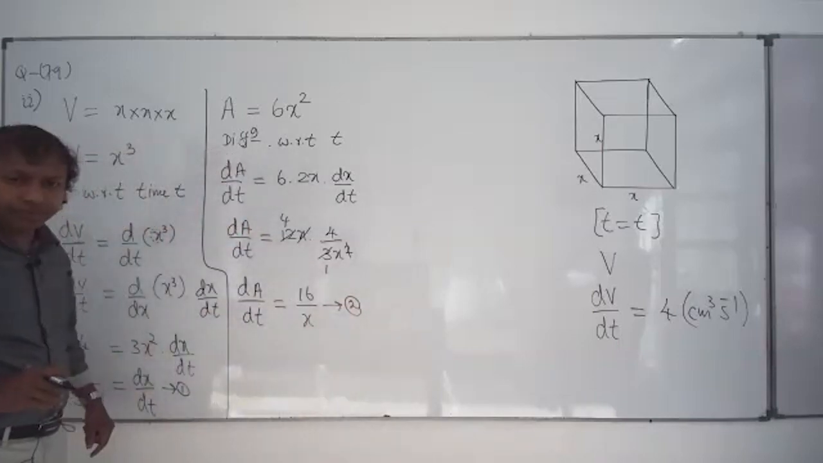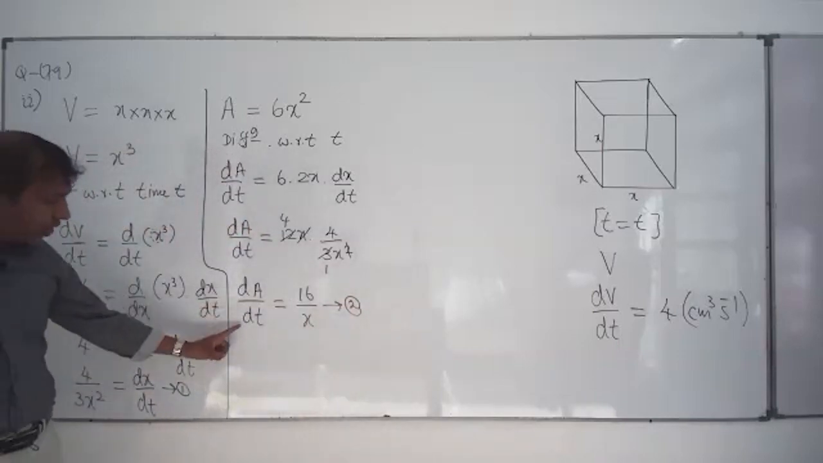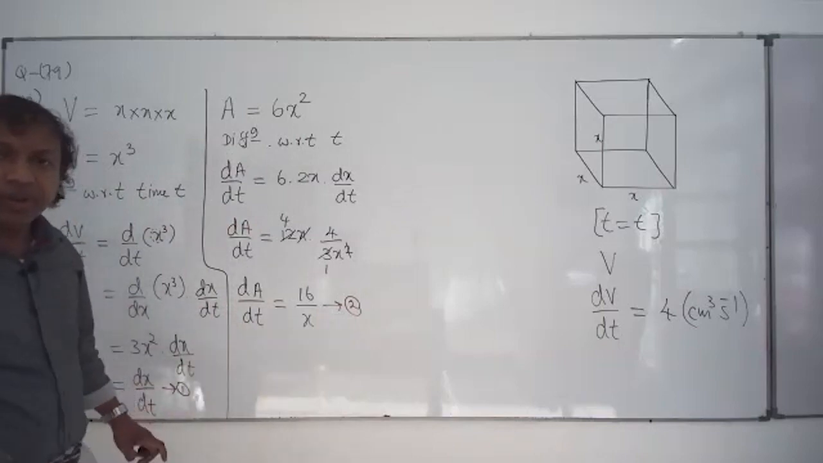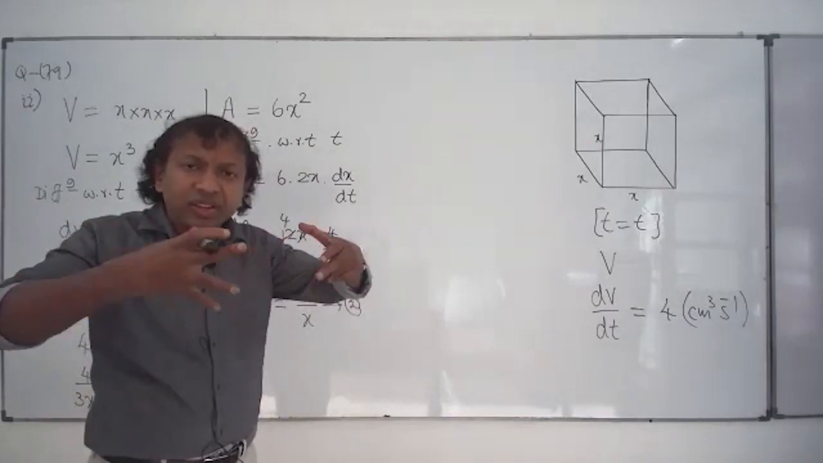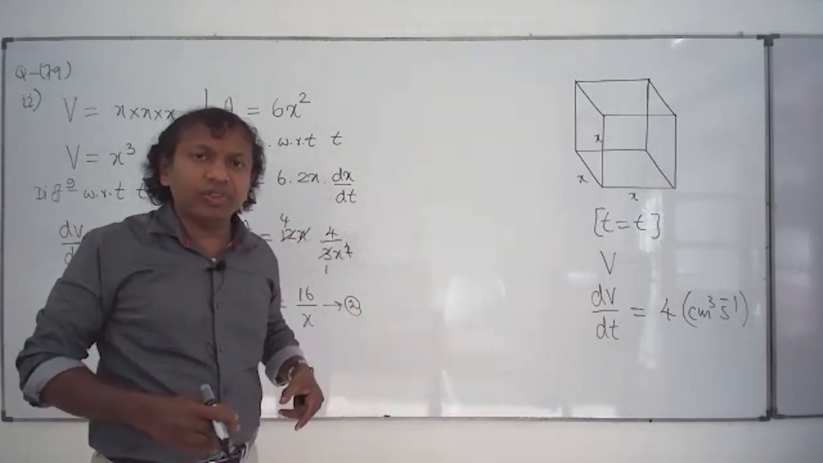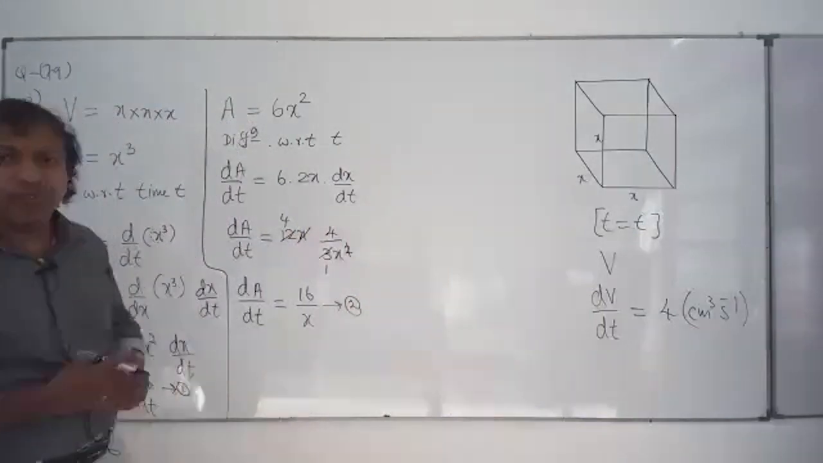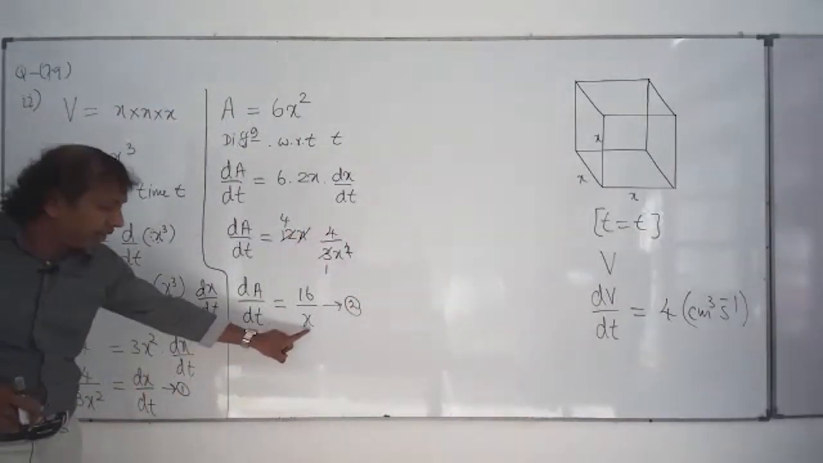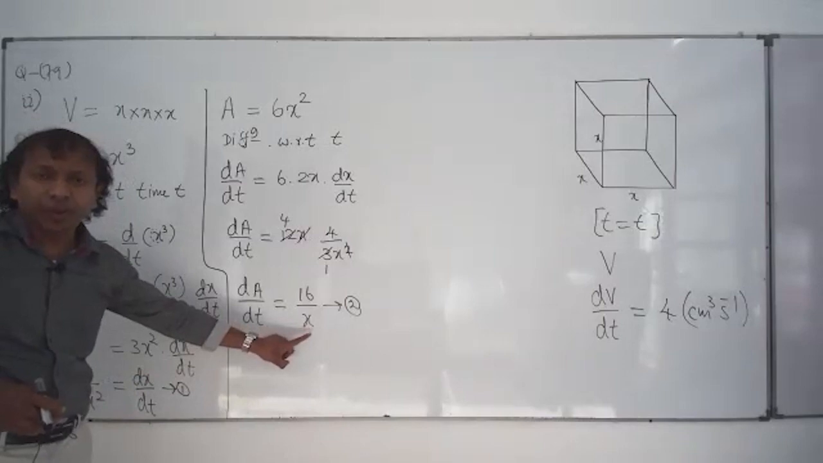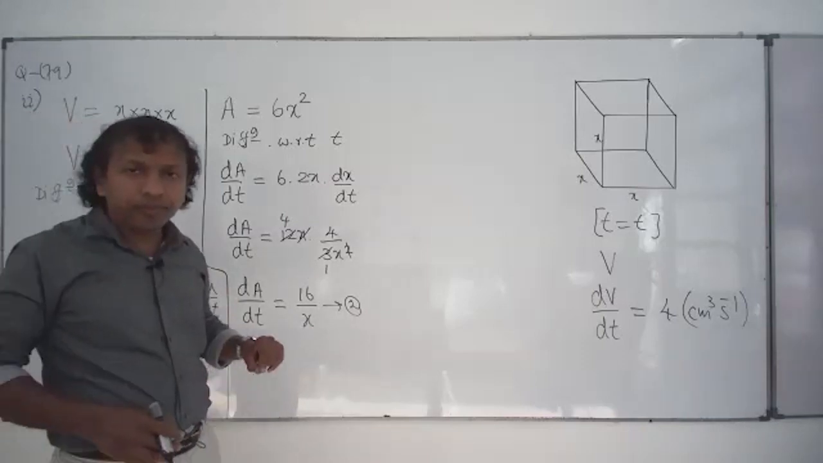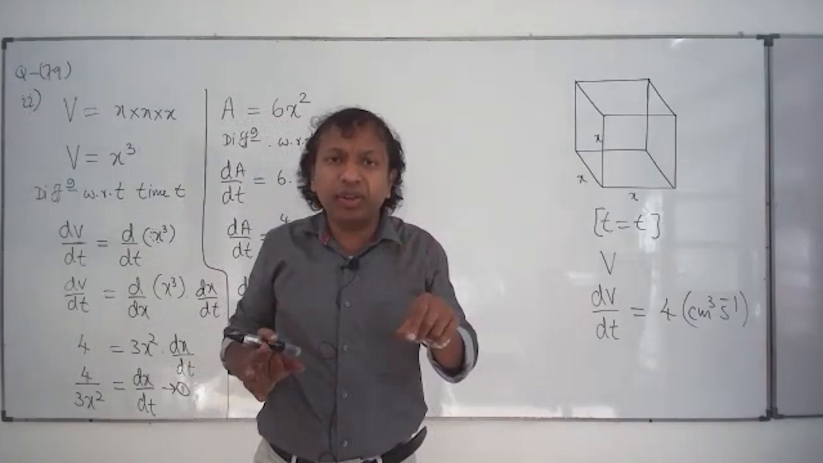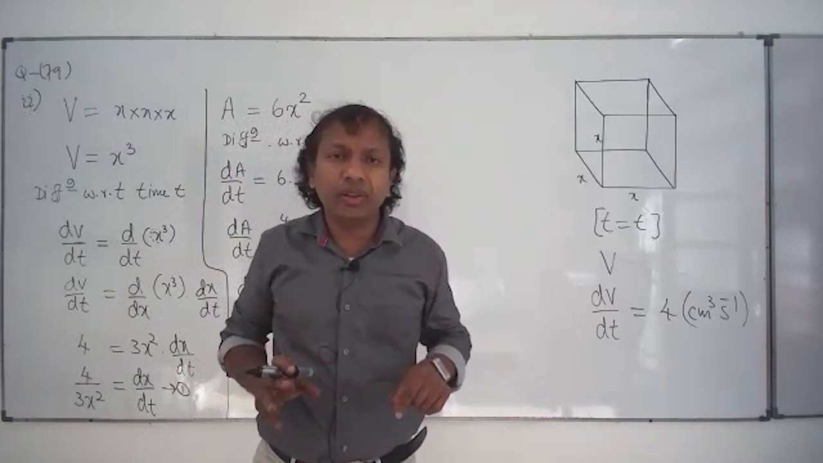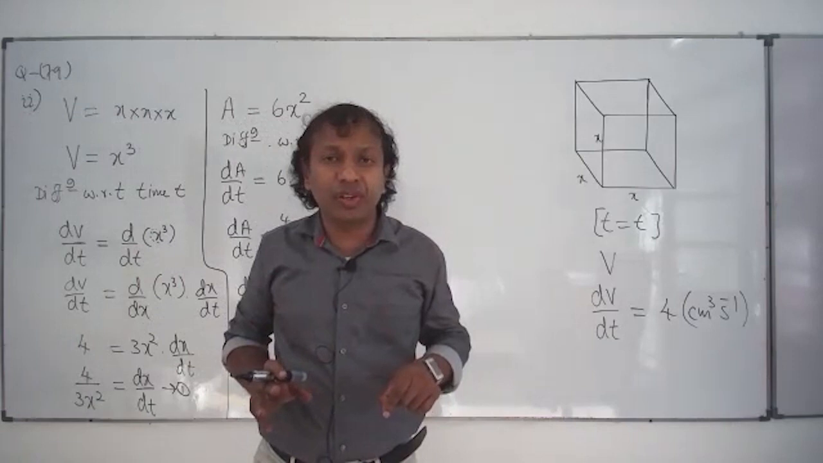People, now you can see here to find this dA over dt. What is dA over dt? Rate of increase in the surface area. You know, when the volume increases, the surface area is also increasing. dA over dt means rate of increase of the surface area. But to find that, we need x. Now we have to find what is this x we need. People, it asks, when the volume of the cube is 8 cubic centimeters, to find the rate of increase in the surface area.